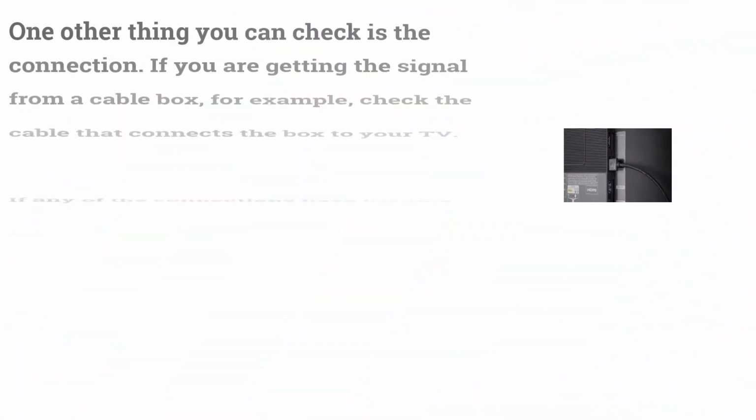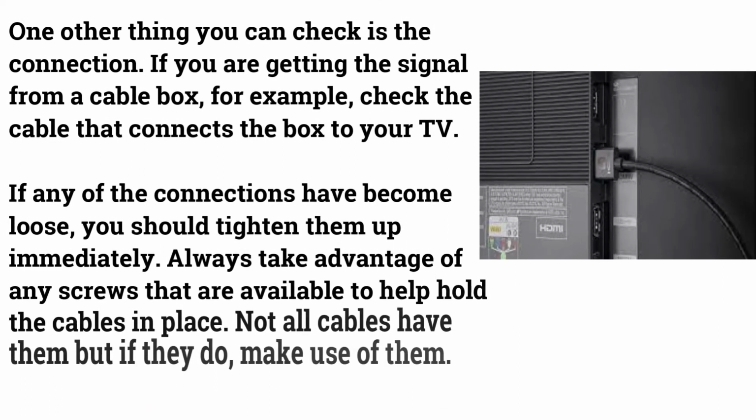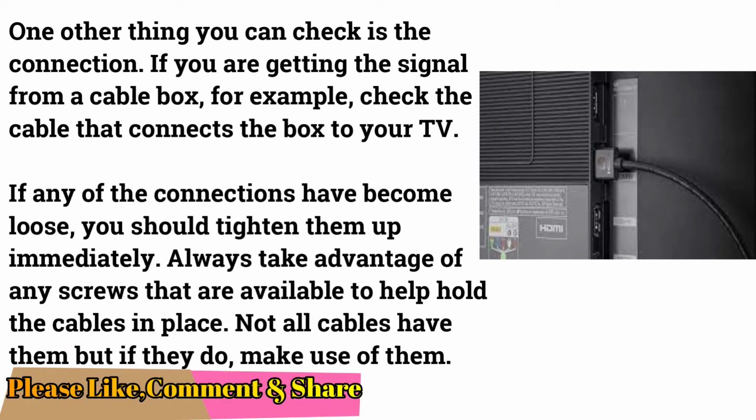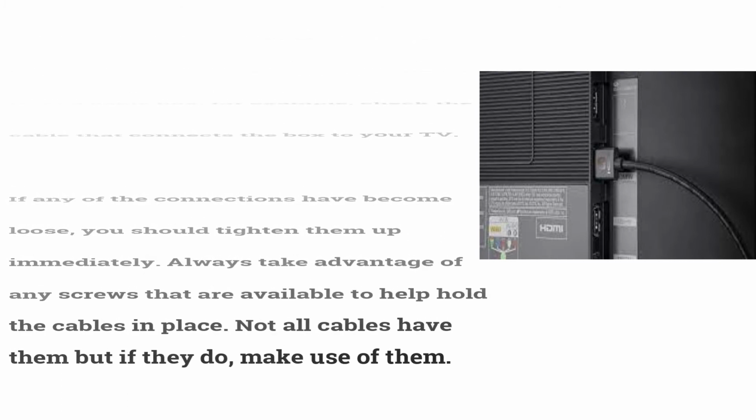Loose connections. One other thing you can check is the connection. If you are getting the signal from a cable box, for example, check the cable that connects the box to your TV. If any of the connections have become loose, you should tighten them up immediately. Always take advantage of any screws that are available to help hold the cables in place. Not all cables have them, but if they do, make use of them.